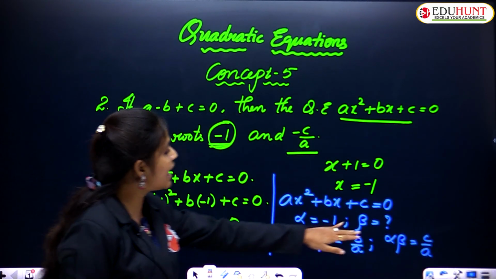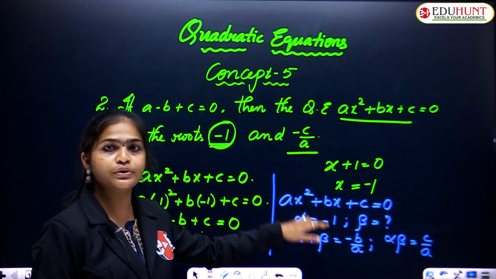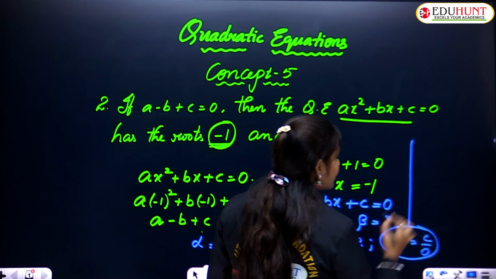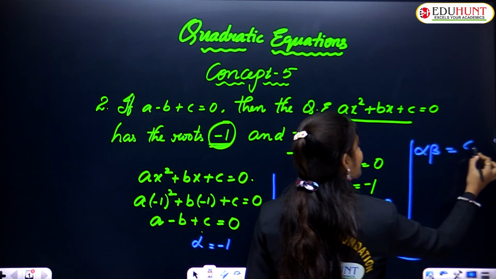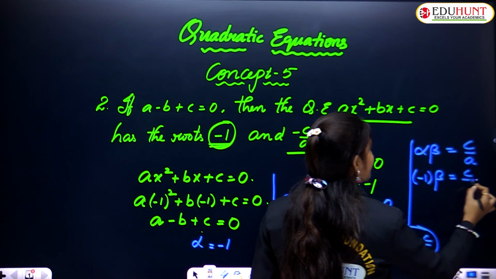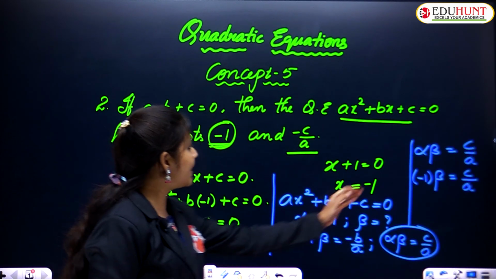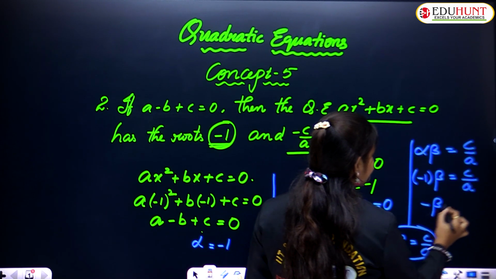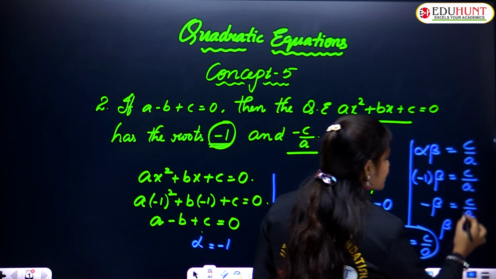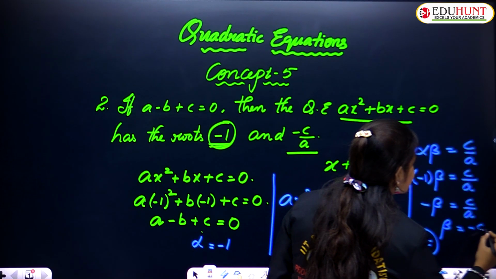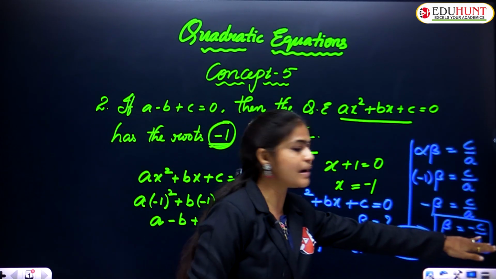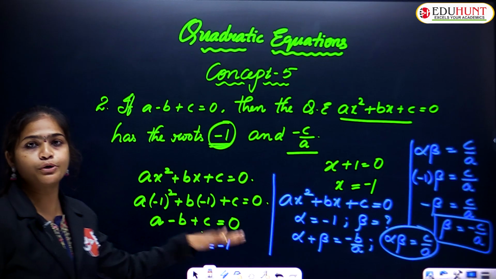Okay, so here we know the alpha value, right? What is that alpha value? That is minus 1. So substitute alpha is equal to minus 1 in the product of the roots, alpha beta is equal to c by a. So substitute minus 1 into beta, which is equal to c by a. Clear? So minus 1 into beta, which is minus beta, is equal to c by a. So from this, beta is equal to, transposing the minus to the RHS side, minus c by a. So we can say that beta is equal to minus c by a, and alpha is equal to minus 1.